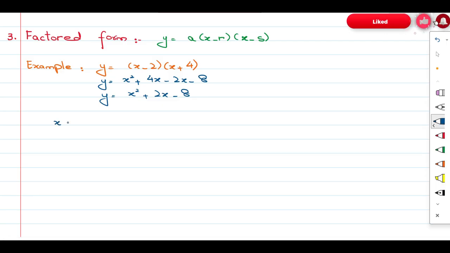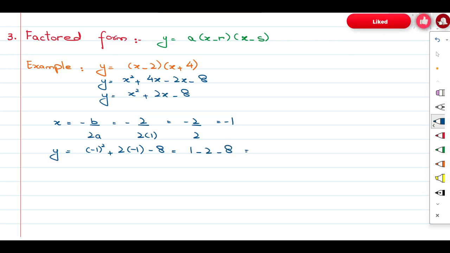For the x coordinate, x equals minus b divided by 2a. So minus b, where b is 2, divided by 2 times a, where a is 1, is minus 2 by 2, which equals negative 1. That is the x coordinate of the vertex. For the y coordinate of the vertex, plug that x value into your equation: (minus 1) squared plus 2 times (minus 1) minus 8. Minus 1 squared is 1, minus 2, minus 8. So this is 1 minus 10, which equals minus 9, right? Now we can write down the coordinates of the vertex: the x coordinate is minus 1 and the y coordinate is minus 9.